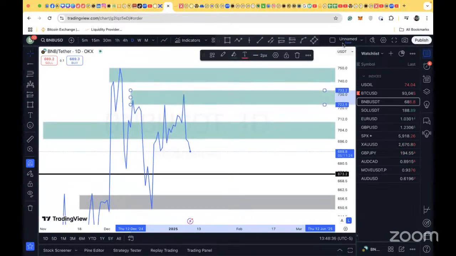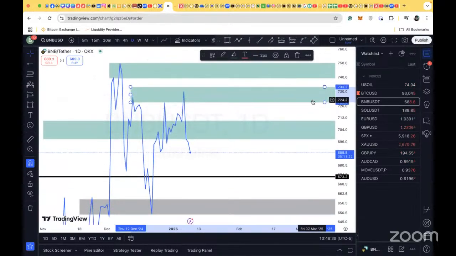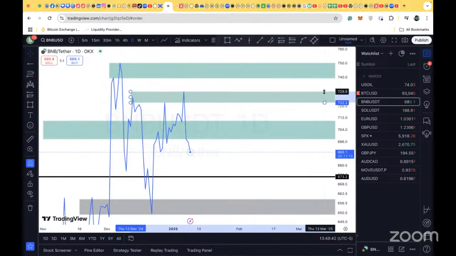So we have this zone from here up to here. Done. Then it's very important because price got here, bounced, got here, bounced, got here, bounced. It couldn't close above here. Then what again? This is monthly, this is weekly.